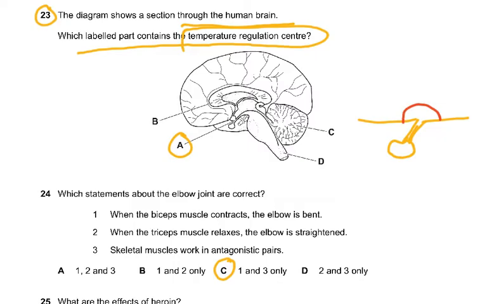Pituitary gland is of course this one which you can see here. So you need to see more diagrams of the brain. Now this of course would be the cerebellum. C would be the cerebellum and D would be the medulla. And B is some internal part, of course the ventricle, the fluid part in the brain, which of course we don't study.